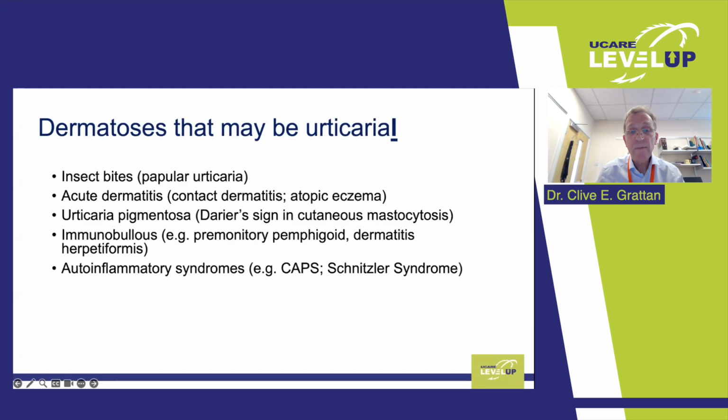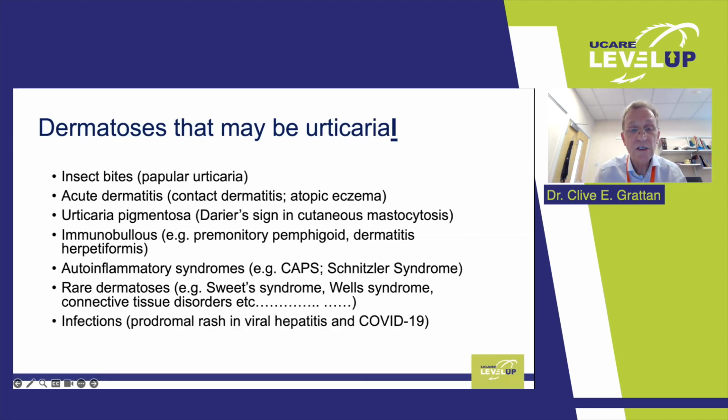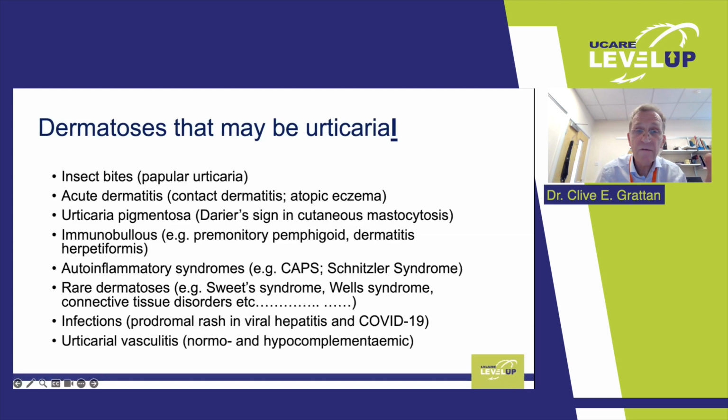Autoinflammatory syndromes, CAPS, TRAPS (TNF receptor-associated periodic syndrome), or Schnitzler syndrome, the genetic and acquired autoinflammatory syndromes, and rare dermatoses like Sweet syndrome, Wells syndrome, connective tissue disorders, and infections, such as the prodromal rash in viral hepatitis and COVID-19, which have been described. And of course, urticarial vasculitis, which may be normo- and hypocomplementemic.